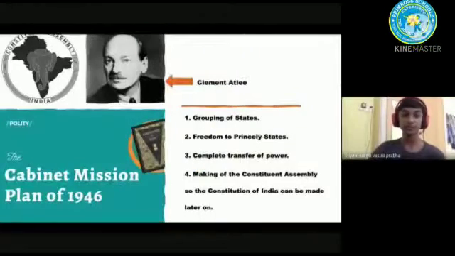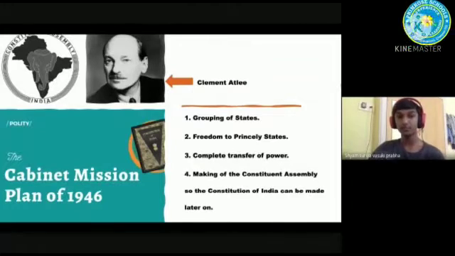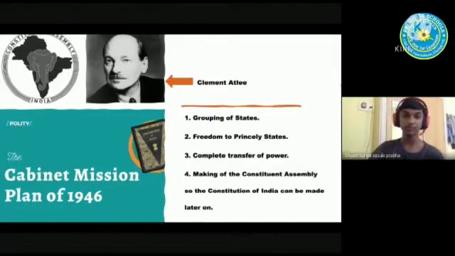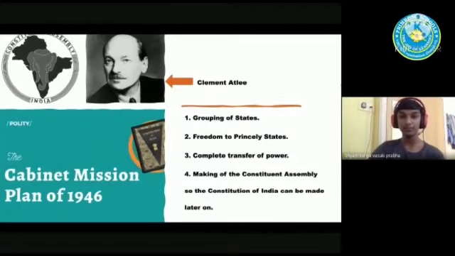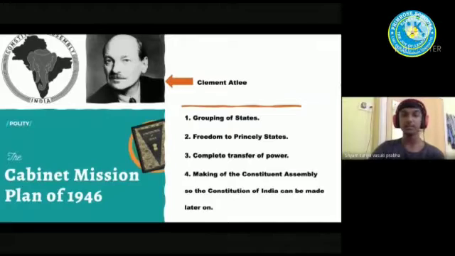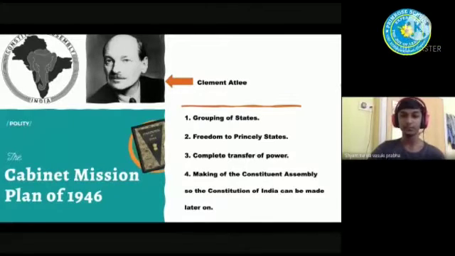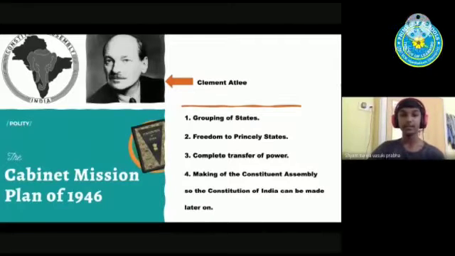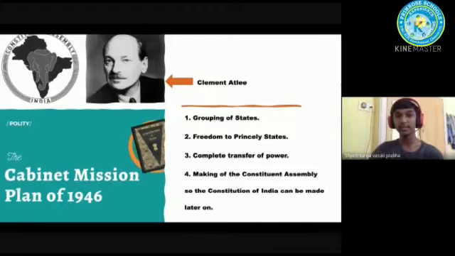His own plan, which is called the Cabinet Mission Plan. The features of the Cabinet Mission Plan were: 1, the grouping of states into Group A, Group B, Group C. 2, the freedom of the princely states. So it gave them complete freedom to either join the Congress or the Muslim League, or they could just rule as they were before. 3, it guaranteed the complete transfer of power from the British's hand to India's hand.